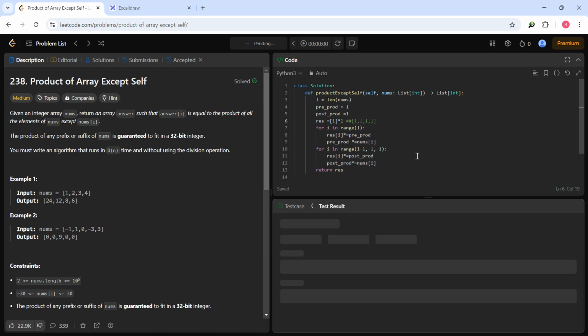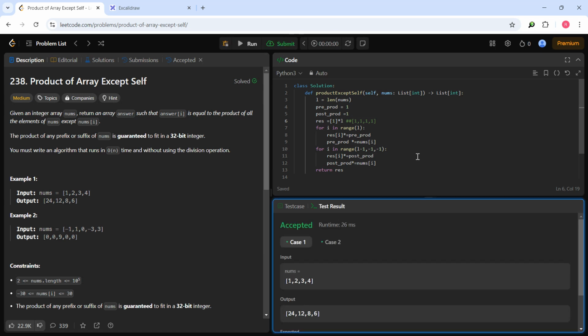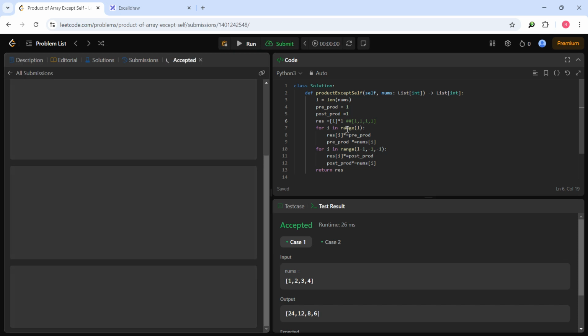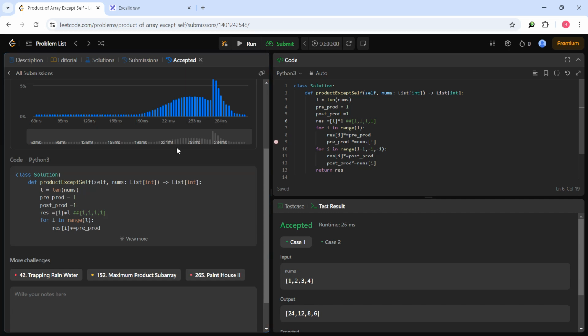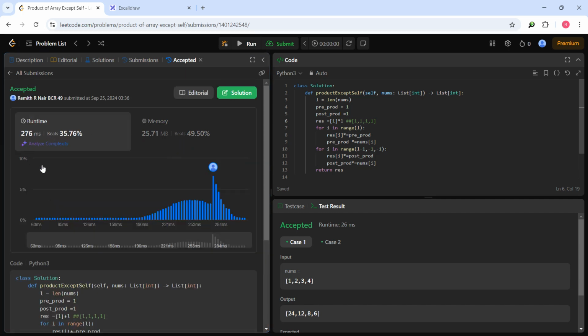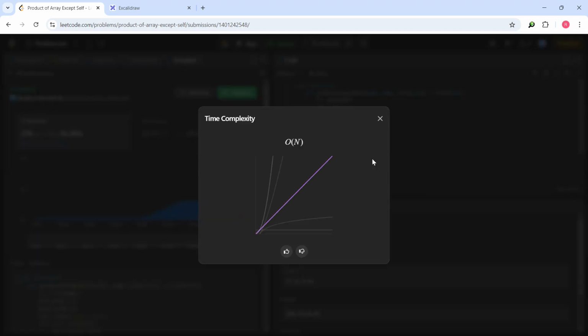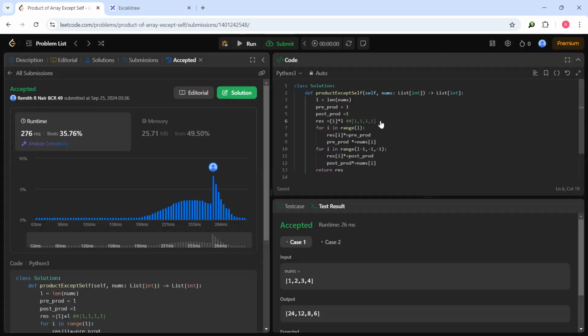So next thing. It passed all the test cases. So let's try to submit it. And it was submitted properly. So this question was submitted, and I think the time complexity would be big O of n because we are just looping through the list, big O of n.